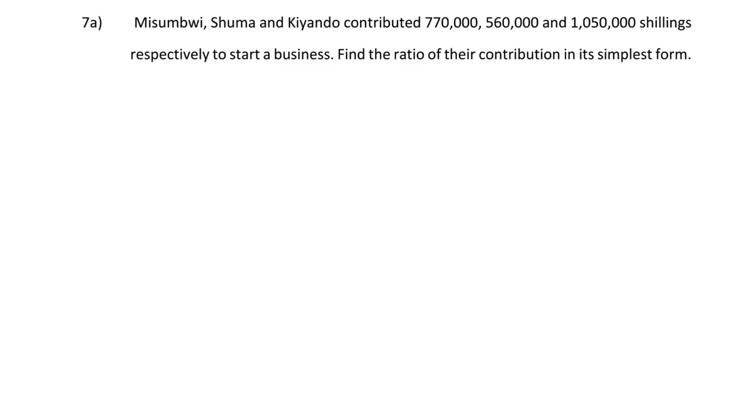Question number 7A. Misumbwi, Shuma, and Kiando contributed those much shillings respectively to start a business. We are supposed to find the ratio of their contribution in its simplest form. Okay, so this is the ratio problem. So to find the ratio, let us introduce the ratio sign between the values. Then we are going to have 770,000 ratio 560,000 ratio 1,050,000.